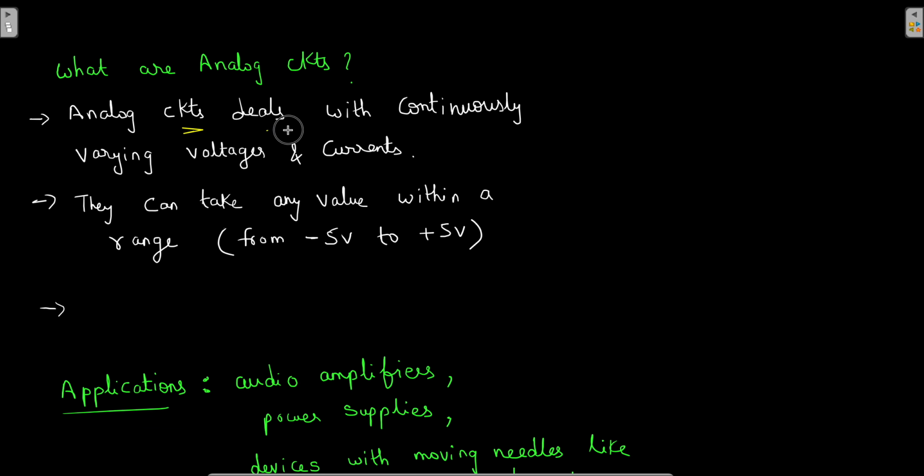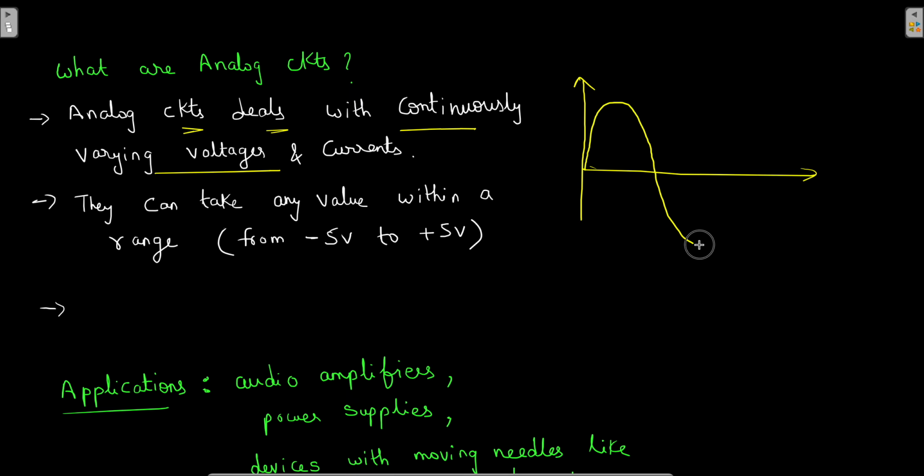Analog circuits deal with continuously varying voltages and currents. For example, I am taking one sinusoidal waveform, because it is continuously varying with respect to time. I am taking this as input for analog circuits, voltage Vi with respect to time. Now they can take any value within this range. I'm assuming the range as 5 volt, minus 5 volt, 0.